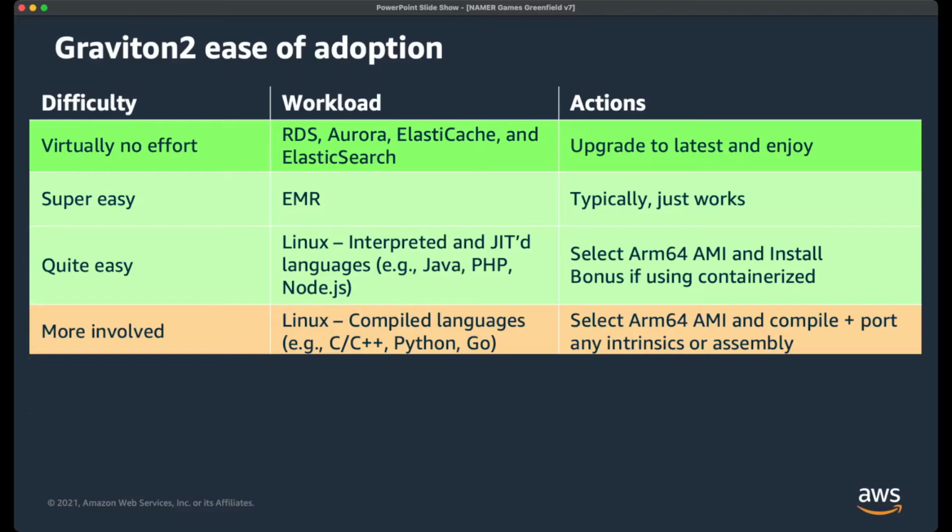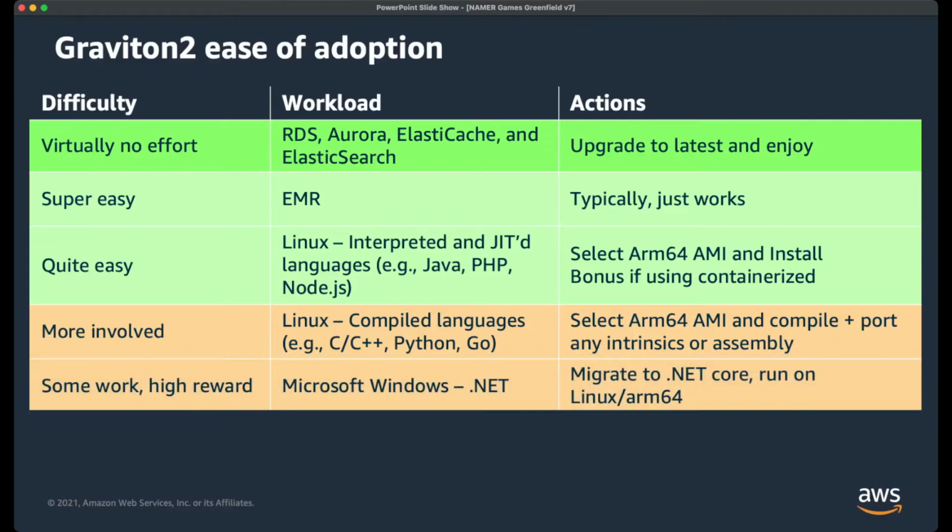A little more involved is Linux and compiled languages. So examples here include C, C++, Python, and Go. It's a little more involved because they're compiled, so you have to recompile those applications for the ARM instruction set implemented by Graviton2. And then you just need to pay special attention to any intrinsics or assembly code that you might have there. Usually those are performance critical functions, and you'll want to make sure that there are ARM versions of those available to get the full performance entitlement from Graviton2.